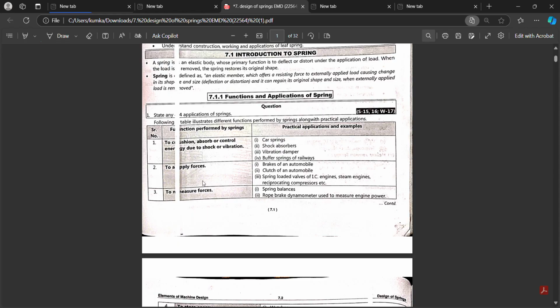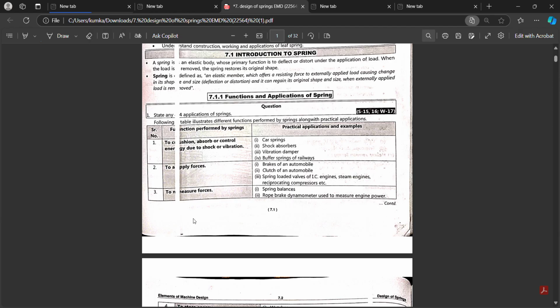Another application is to apply the force. Spring is used to apply the forces. It is used in brake of an automobile, clutches of an automobile, spring-loaded valve. It is used to operate the valve of an IC engine, steam engine and the reciprocating steam compressor.